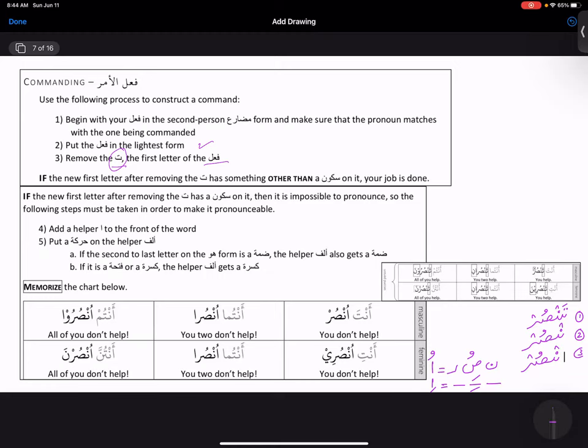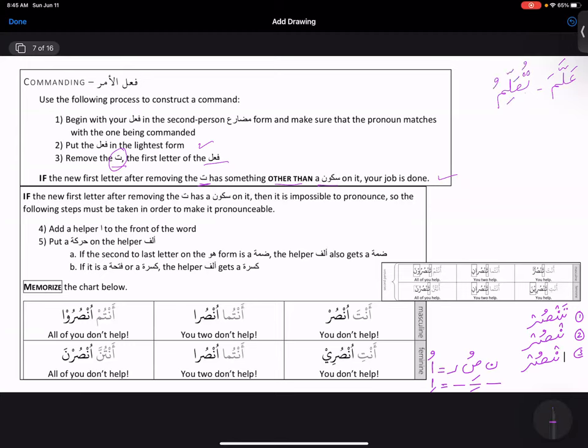If the new first letter after removing the ta has something other than a sukun on it, your job is done. So what does that mean? For example, if I say allama. Allama becomes what in mudari? Allama, yes. Let's say anta. So allama, you allimu, right? So it will become tu allimu.